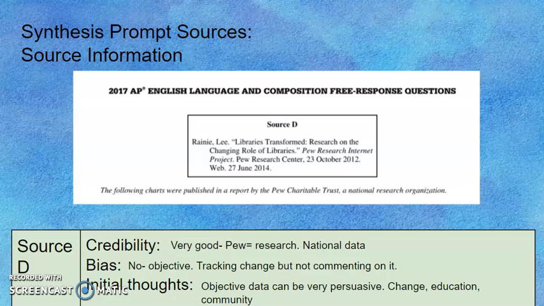Bias, I don't think this is going to have much of a bias. I think it's going to be about objective data. It's tracking change, but not really commenting on it, not really saying that it's good or bad change, just that it exists. And then my initial thoughts, I think that, again, that objective data can be very persuasive. So this might be one that I want to focus on for gaining information for my own essay, because I know that that is persuasive and I want to be persuasive. I also think that this is going to have something in it about change, about education, about community, which are some of those ideas that I want to argue in my essay. So the idea, again, is to not ignore those source boxes at the top.